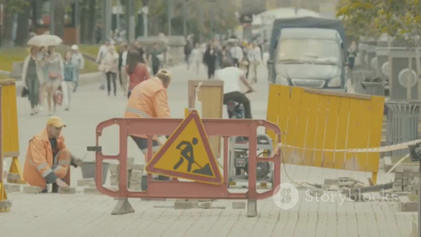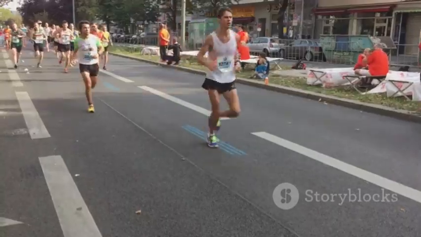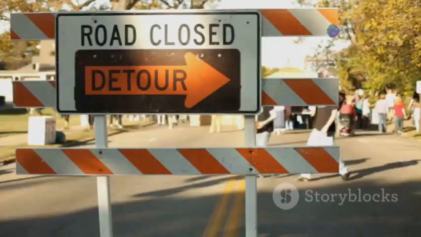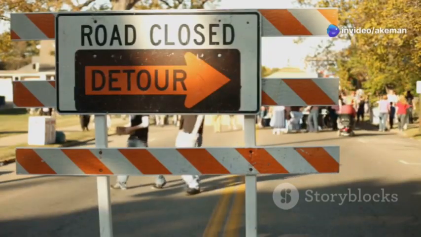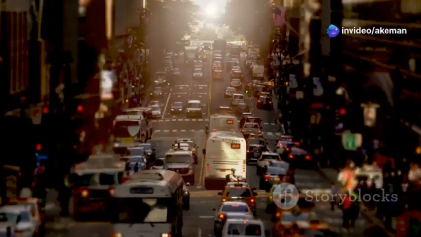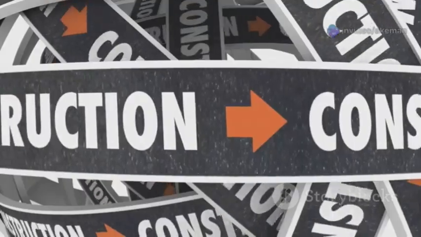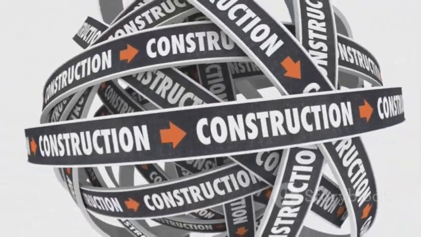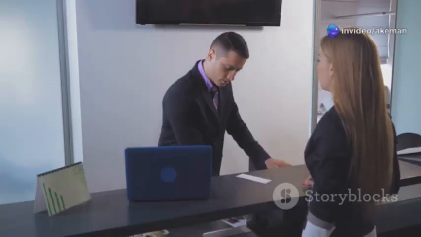Think about a city hiring a company for road repairs. The repairs must finish before a major marathon. If the road is not ready, the marathon route must change. This causes huge disruption and extra costs. The contract includes liquidated damages for each day of delay. This sum considers costs like replanning and public notices. It provides the city with clear compensation.